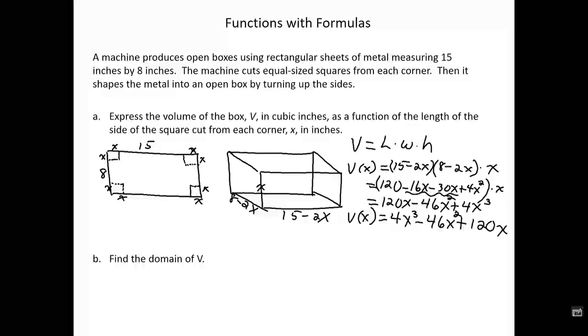Part B. Find the domain of V. All right, let's see what's going on. Since x represents the inches to be cut off, x has to be greater than 0. The smallest side is 8. So since the smallest side is 8, we must cut less than 4 inches off of each side. Why is that? Because look what happens to this if x is greater than 4. You get a negative quantity, and we're dealing with distance, the length, which has to be positive. So in other words, x has to be greater than 0 and less than 4.